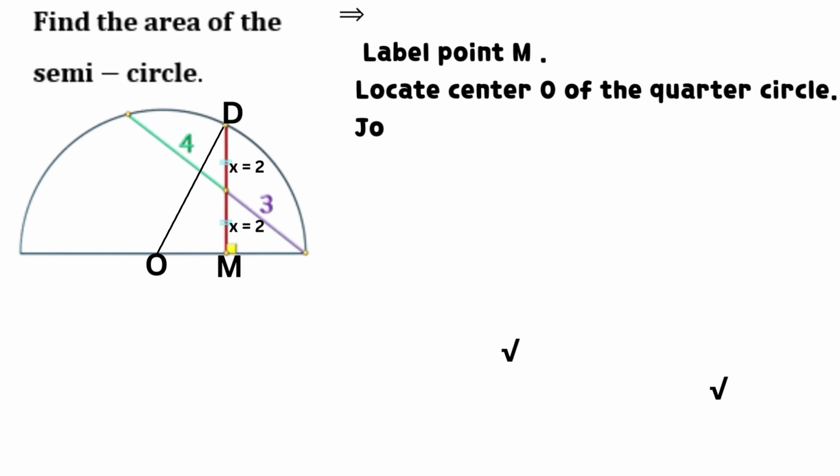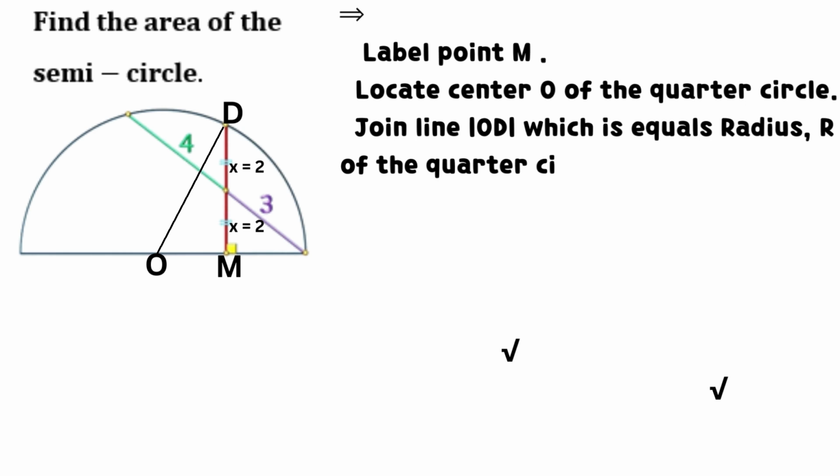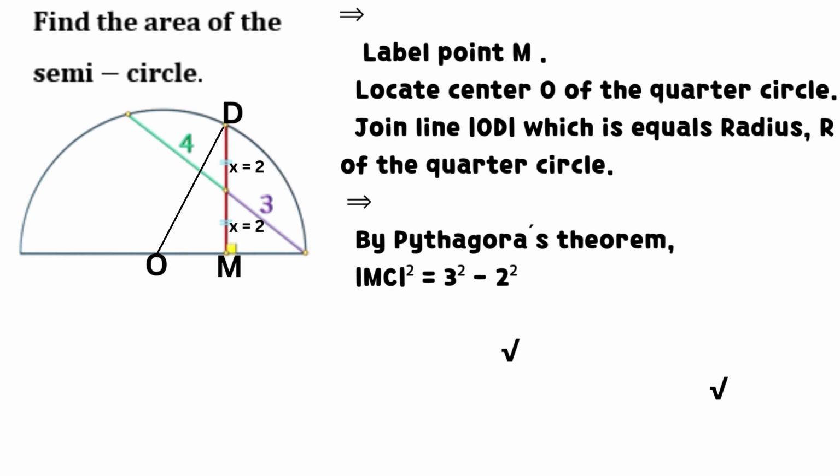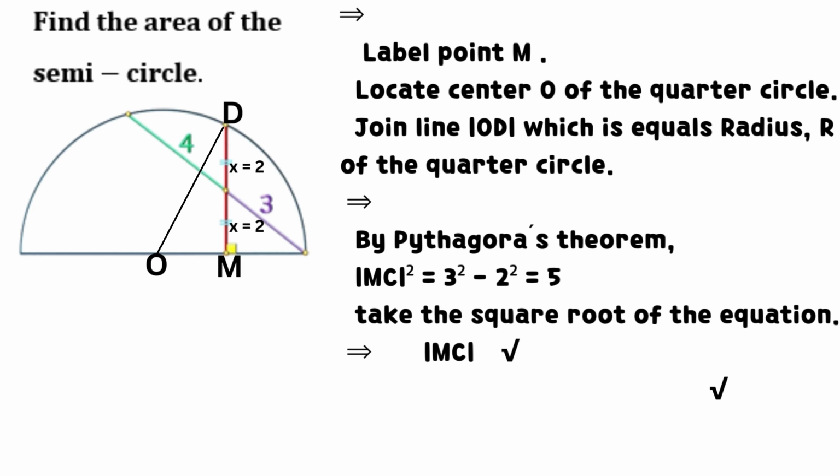Label point M. Locate center O of the quarter circle. Join line OD, which equals radius R of the quarter circle. This implies that by Pythagoras theorem, the square of line MC equals the square of 3 minus the square of 2, which equals 5. Take the square root of the equation. It signifies that line MC equals the square root of 5. Hence, line OM equals R minus line MC, which equals R minus the square root of 5.